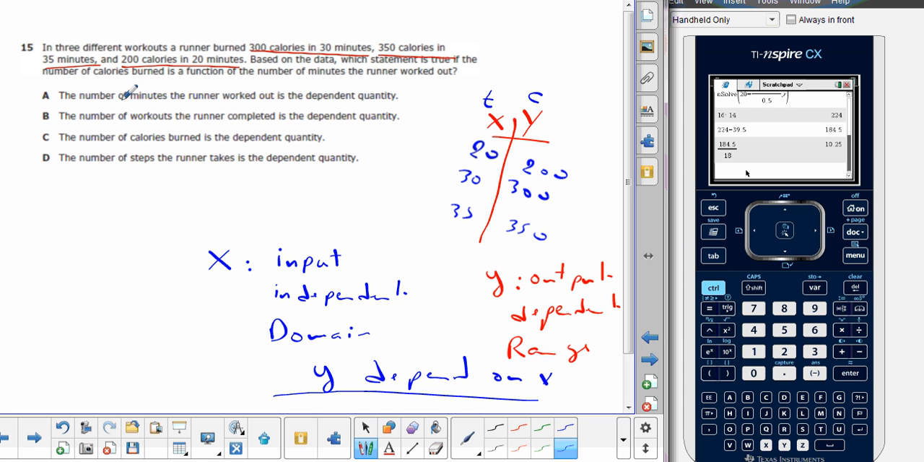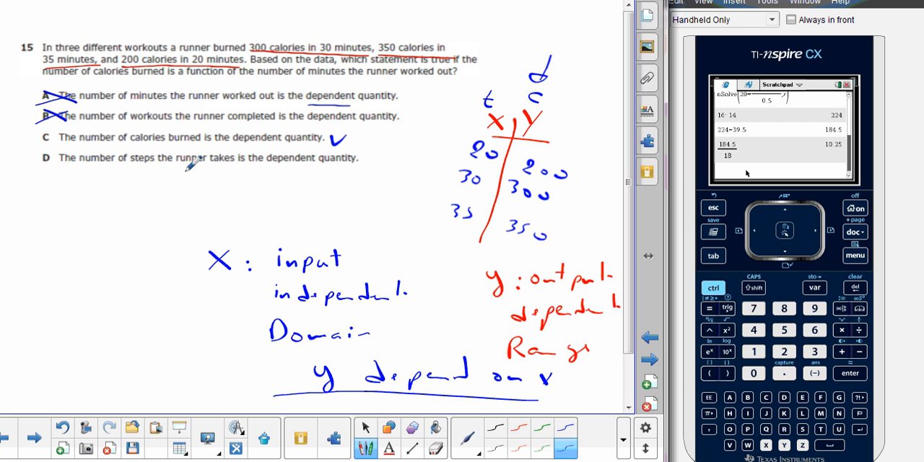So the first statement, the number of minutes depends on the quantity, I don't think so. It's a false statement. The number of workouts the runner completes depends on the quantity. Nope. Look, the number of calories burned depends on the quantity. Yes, this statement is true, but let's see the next one.